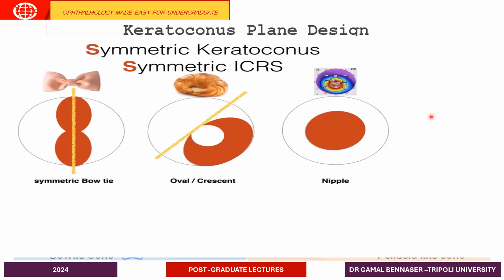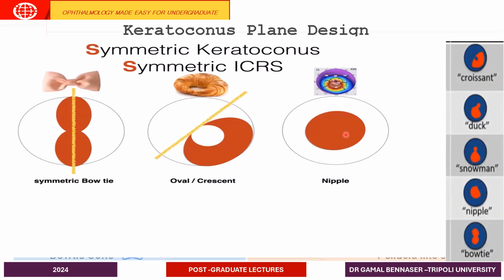So as I said, for the symmetrical cone, we use the symmetrical rings, which is the symmetric bow tie, the croissant, and the nipple cone. We use the symmetrical rings, for example, like this. It can be one segment or two segments.